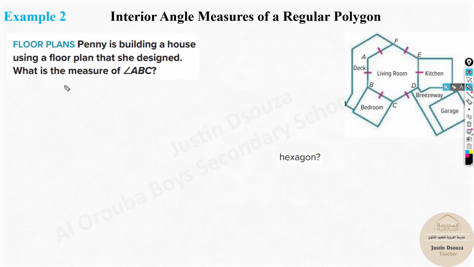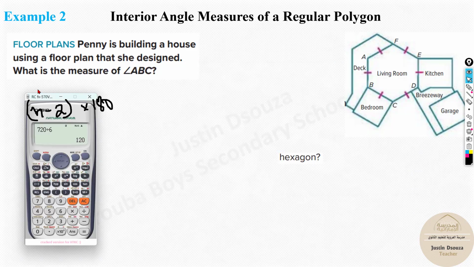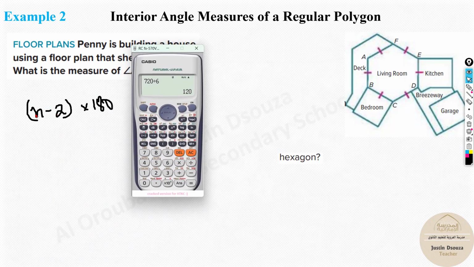Now, how do you solve this? It's the same thing. We know the total angle would be n minus 2 multiplied by 180. You can find the total angle over here. Let's quickly do it. n is how much? n is 6: 1, 2, 3, 4, 5, 6. We just did this, right? So it'll be 4 times 180. That'll be 720.